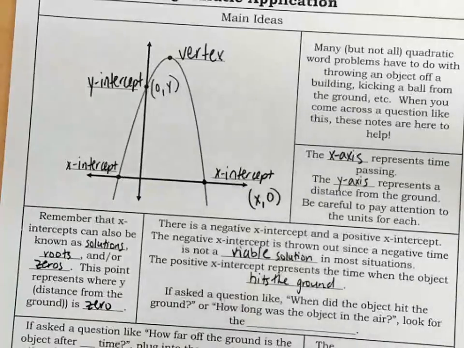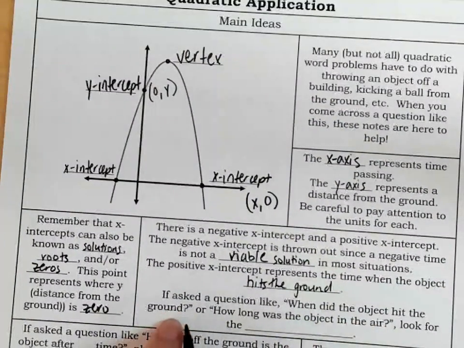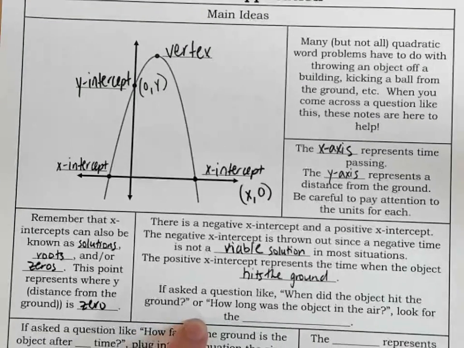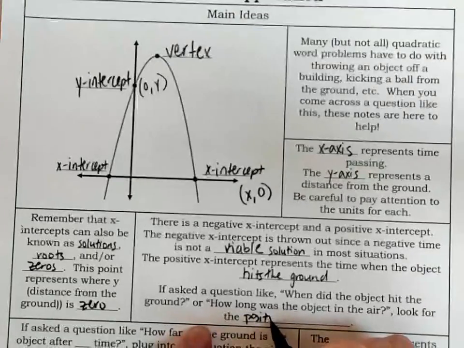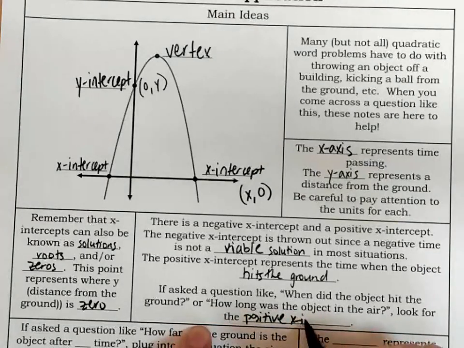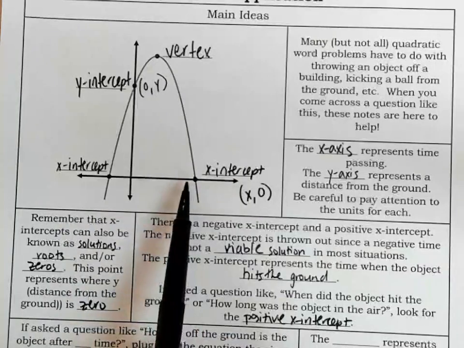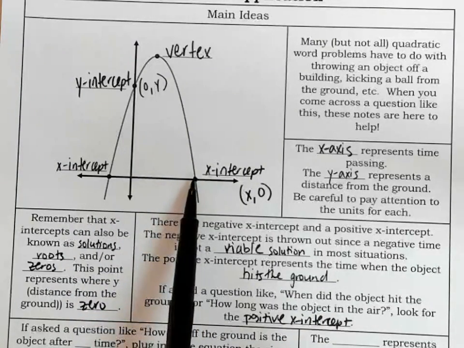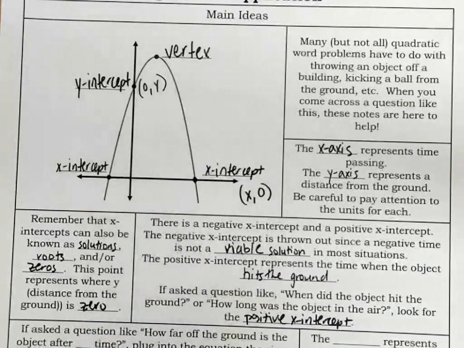Okay. Now, this would be something like if you're asked a question like, when did the object hit the ground? Or how long was the object in the air? Those are questions where they are asking you to look for that positive x-intercept. They want to know, when did it hit the ground? Well, the ground means that the y value has to be 0. That means that I'm looking for an x-intercept here. I want to know at what time that happened.